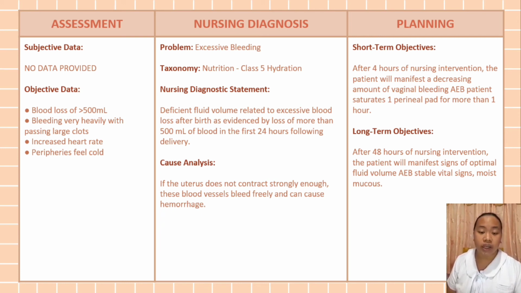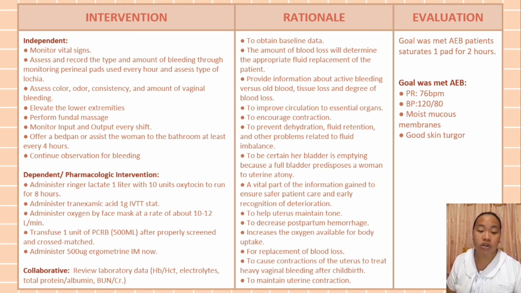So in our independent intervention, number one, monitor vital signs. This is to obtain baseline data. So this is to identify patients' progress throughout the hospitalization. Then assess and record the type and amount of bleeding through monitoring perineal pads used every hour, and also assess type of lochia. So the amount of blood loss will determine the appropriate fluid replacement of the patient.